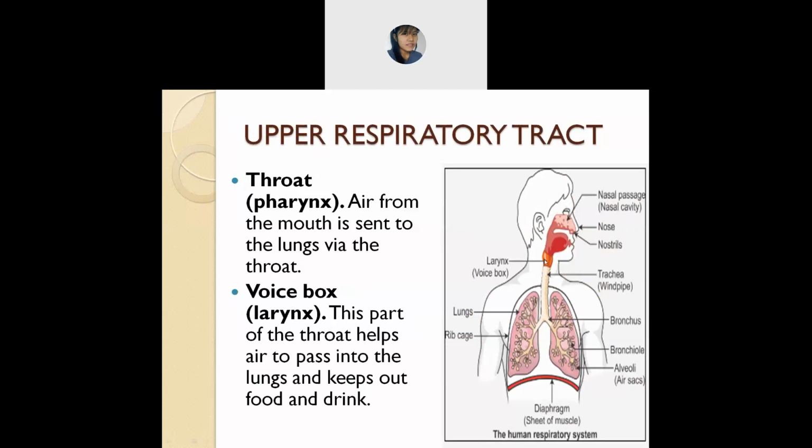Next is larynx. This larynx is also known as voice box, from where your voice comes out. Understand? You can also say vocal cord, but here we will use the term voice box or else larynx. Same thing, just after the pharynx, the air will enter inside the larynx. Understand?